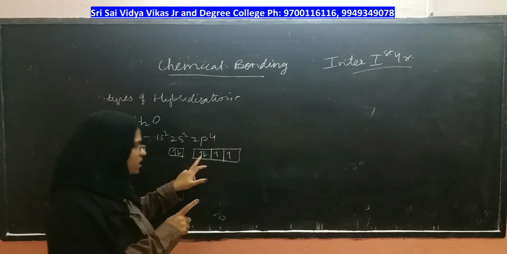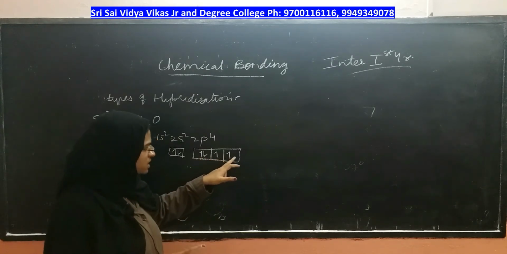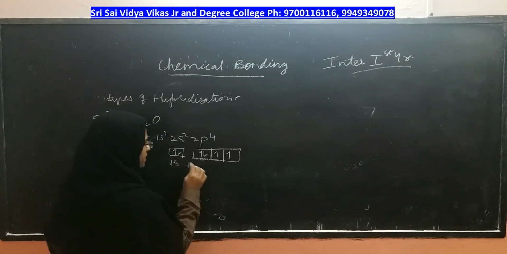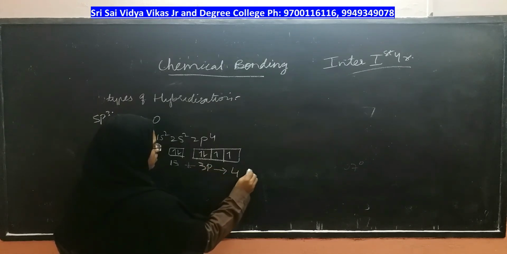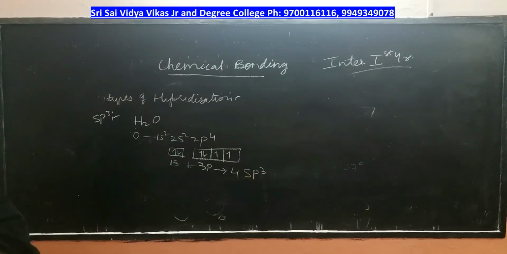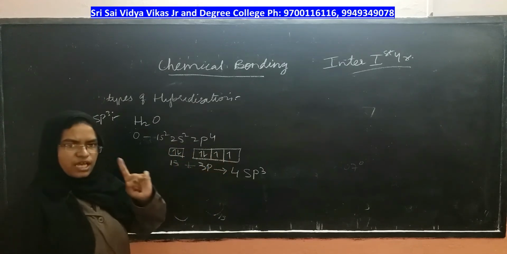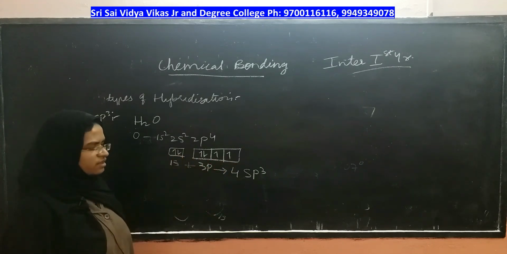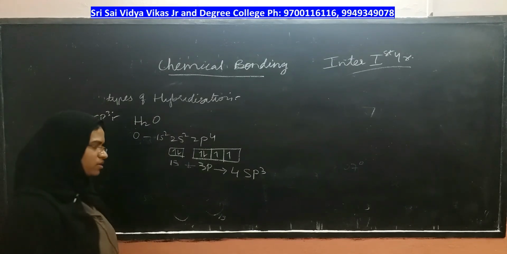This p orbital has a pair in it, plus this p orbital has only one electron, plus this p orbital has one electron. Total how many orbitals? 1s plus 3p mix with each other to give how many? 4 sp3 hybrid orbitals. Out of them, 2 hybrid orbitals have a pair of electrons each, and 2 hybrid orbitals have one electron each. These 2 hybrid orbitals should form bonds, and these 2 will remain on the oxygen only as lone pairs present in hybrid orbitals.